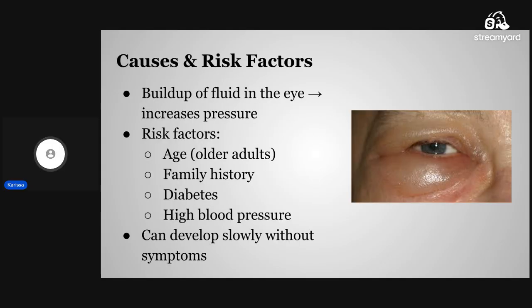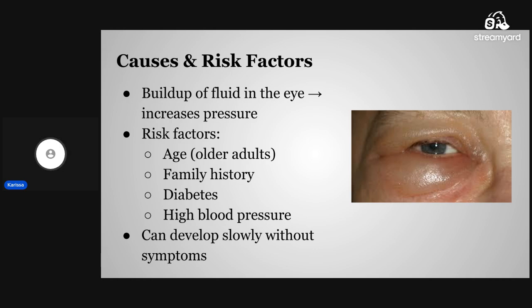So here are some causes and risk factors of this disease. You develop a buildup of fluid inside the eye. As you can see, this person's eye is inflamed, and that's because they have a lot of fluid in there. It also increases pressure as a result.